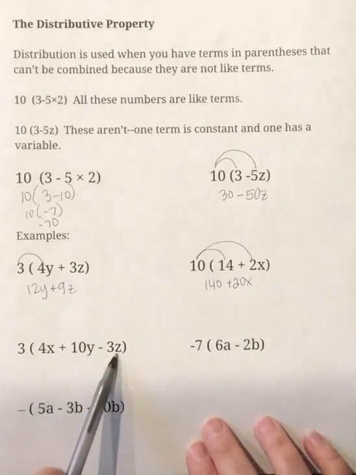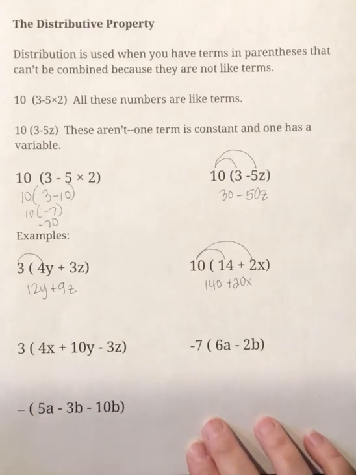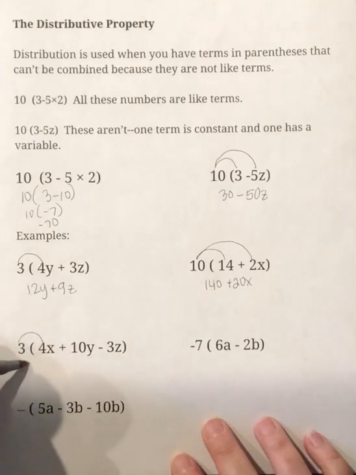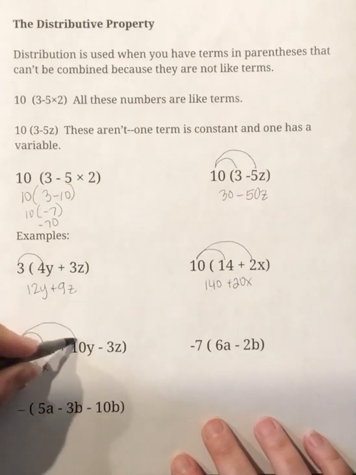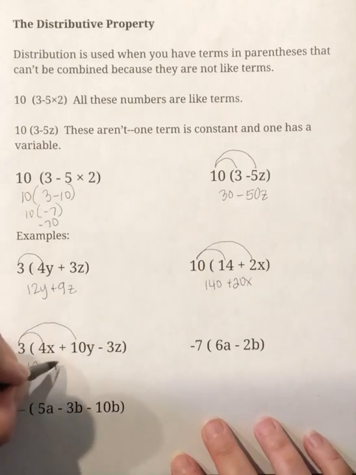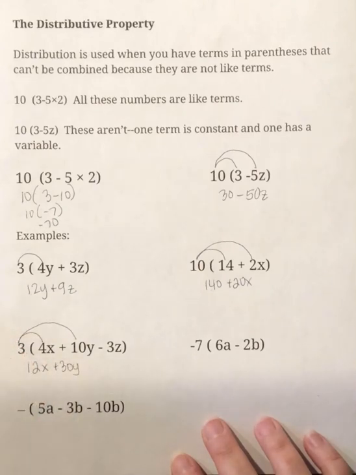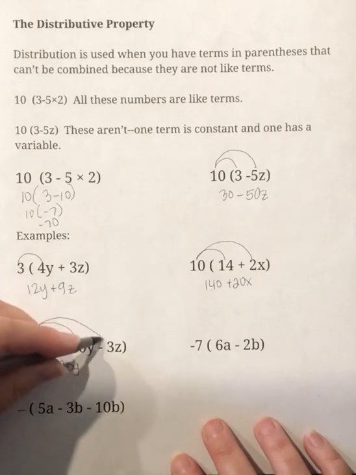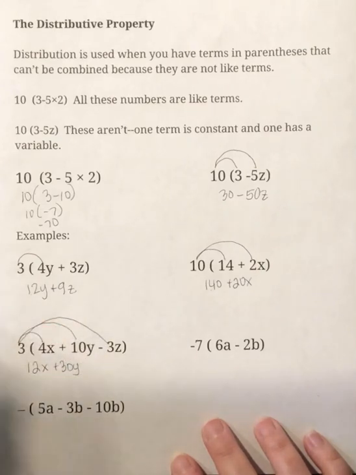Here, I actually have 3 terms. I have an x, a y, and a z. So I cannot combine any of those within the parentheses because they are different terms. I can't do it. So I'm still going to distribute. So positive 3 times positive 4 is positive 12, and that gets the x. Positive 3 times positive 10 is positive 30, and that gets the y. Positive 3 times negative 3 is negative 9, and that gets the z. And that's as simple as it's going to get.